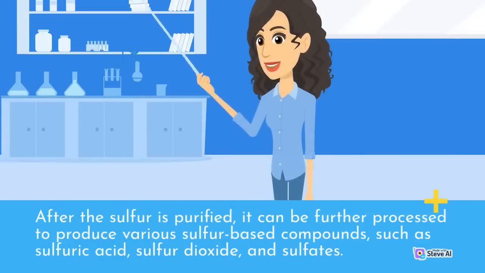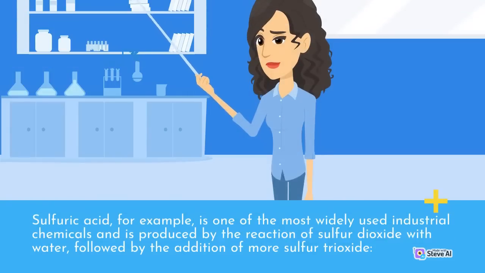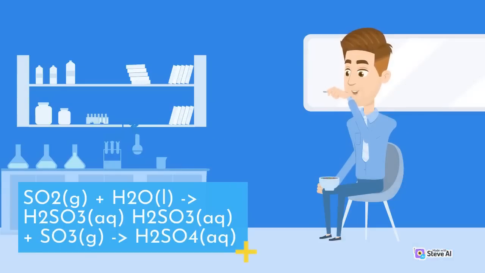After the sulfur is purified, it can be further processed to produce various sulfur-based compounds, such as sulfuric acid, sulfur dioxide, and sulfates. Sulfuric acid, for example, is one of the most widely used industrial chemicals and is produced by the reaction of sulfur dioxide with water, followed by the addition of more sulfur trioxide. SO2(g) + H2O(l) → H2SO3(aq); H2SO3(aq) + SO3(g) → H2SO4(aq).